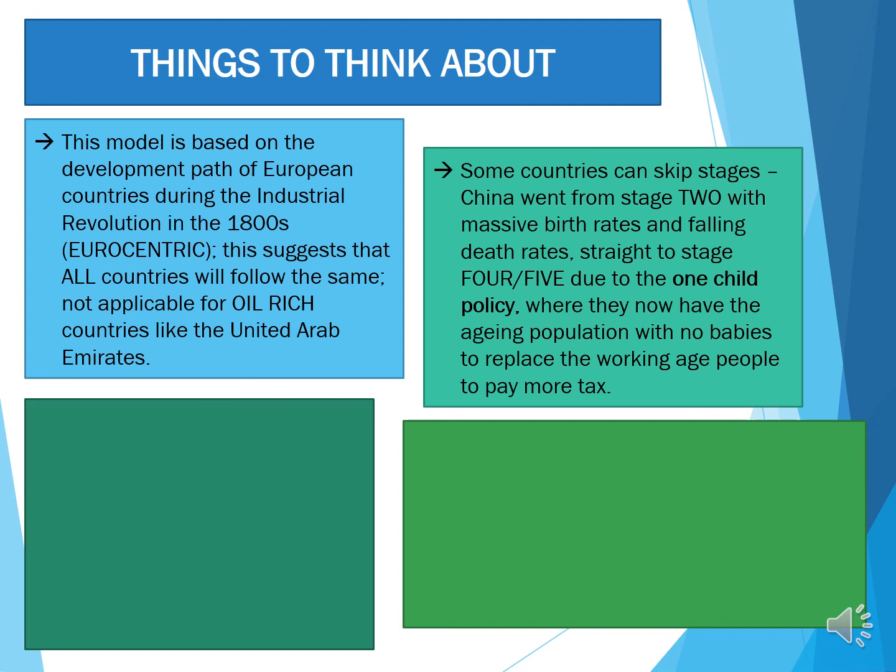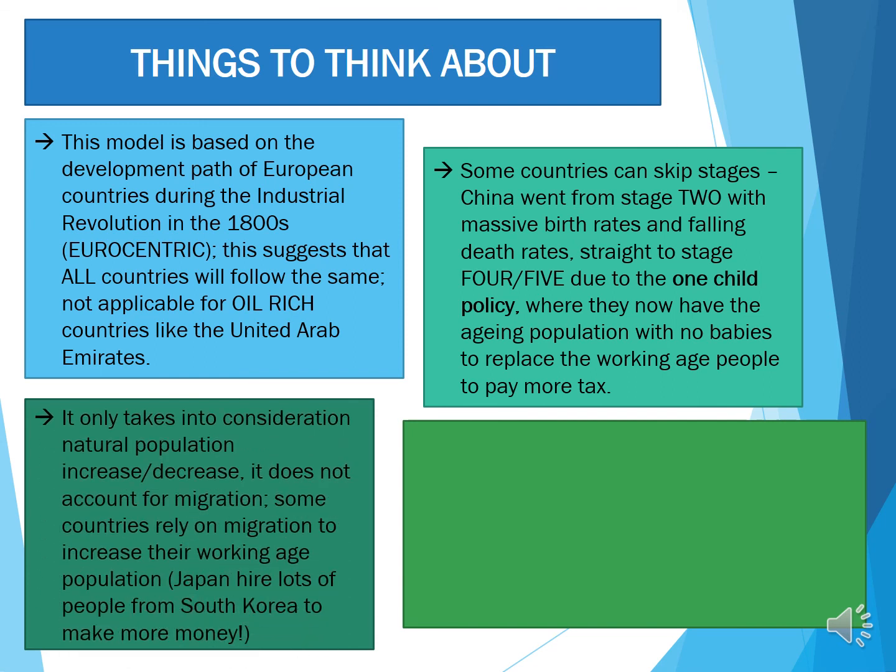You learnt about China and the one-child policy. They had massive population in stage 2. The government said you couldn't have more than 1 baby, so they jumped straight from stage 2, where they had massive population growth, to stage 4, where their birth rate dropped really dramatically. And now they have the potential problem where they have all the old people that they had before the one child policy with no babies to replace those working age people.